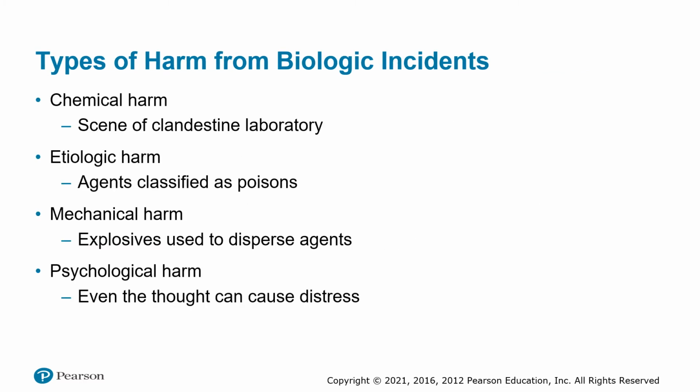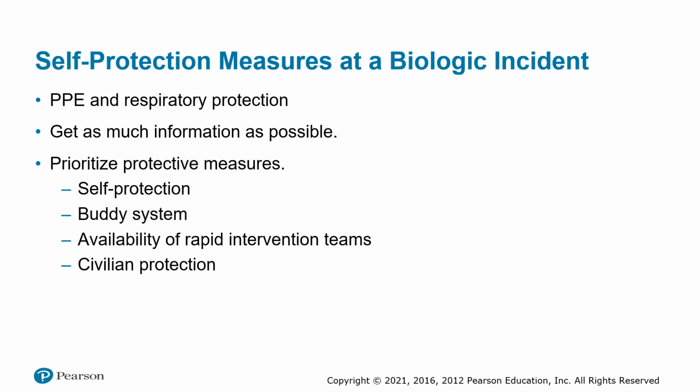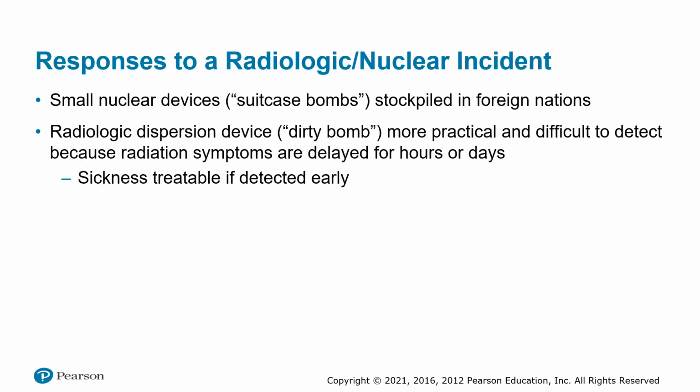So our TRACEMP for biological incidents: we have scene or clandestine laboratory for chemical harm. Etiological harm would be agents classified as poisons. Mechanical harm is our explosives used to disperse agents, and psychological harm is that even the thought can cause distress. Self-protection: PPE and respiratory protection, get as much information as possible. Prioritize your protective measures, self-protection, buddy system, and availability of any kind of rapid intervention teams, and also civilian protection.